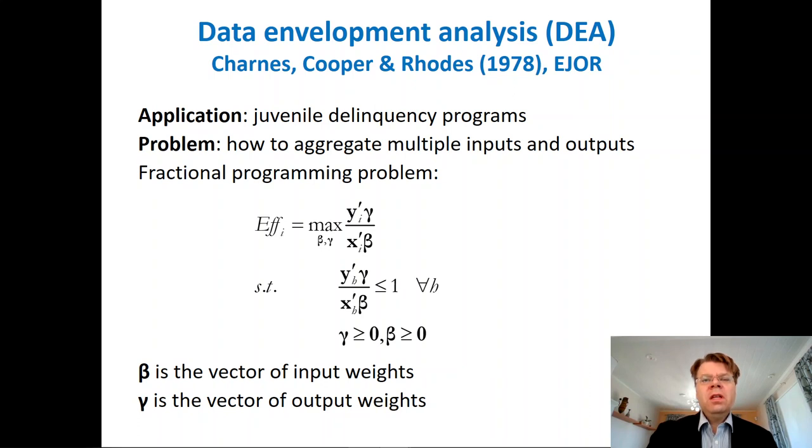On this slide, I have indicated the fractional programming formulation that Charnes, Cooper and Rhodes start with. This is indeed a weighting problem. We have a vector of weights, beta, for the inputs, and another vector of weights, gamma, for the outputs. Recall that I referred to these gammas already in the discussion of the application, and this gamma is indeed the same vector of multiplier weights. Both betas and gammas can be thought of as multiplier weights.